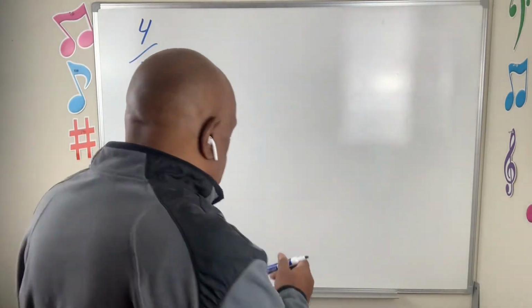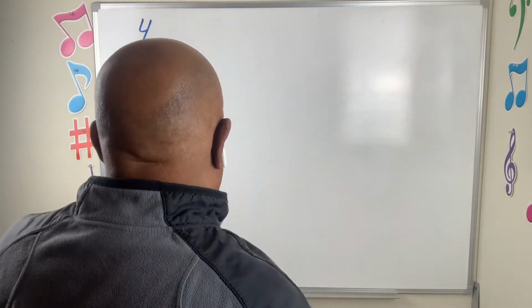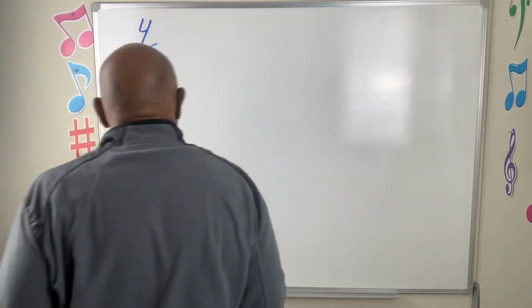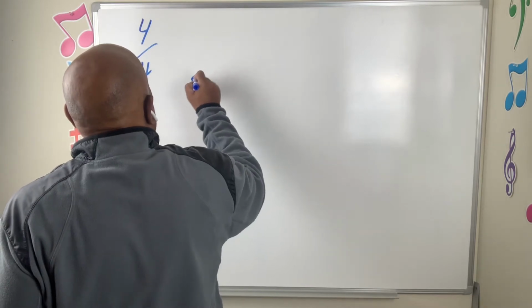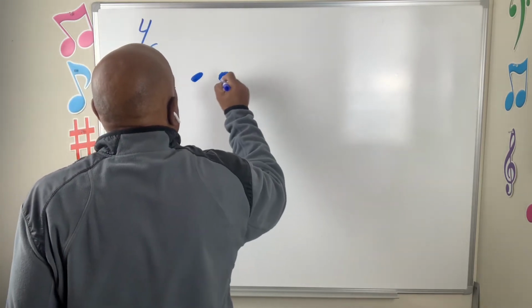All right, 4/4 time. 4 beats in a measure, and the quarter note gets 1 beat. So let's do a quick rhythm. Let's see, it'll be easy rhythms this time.